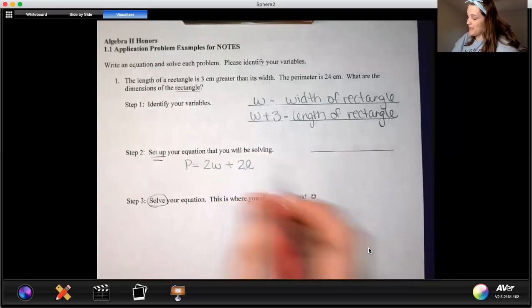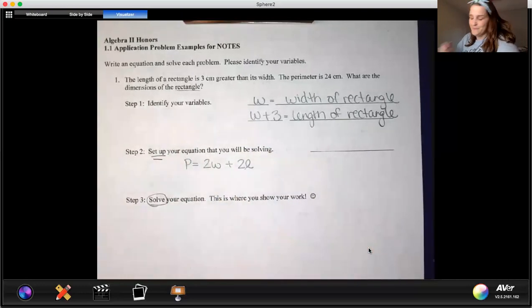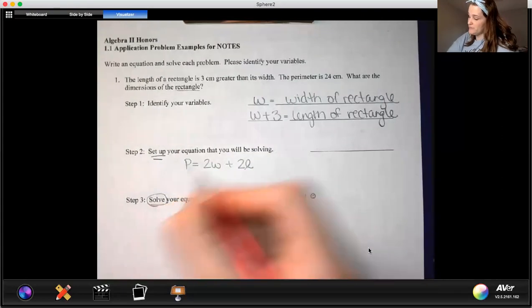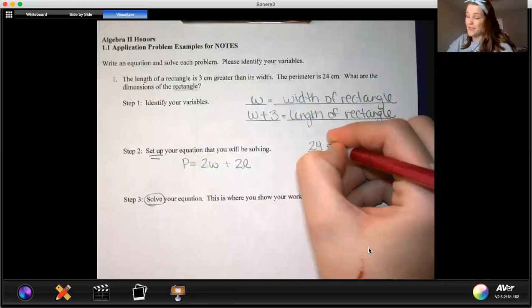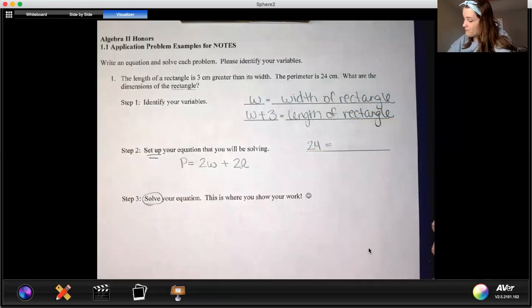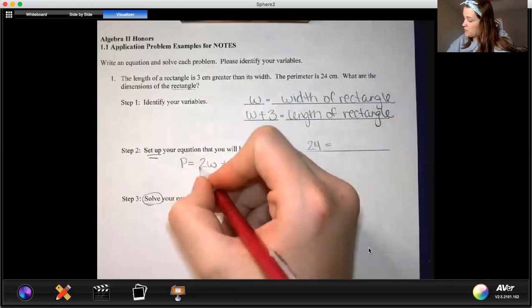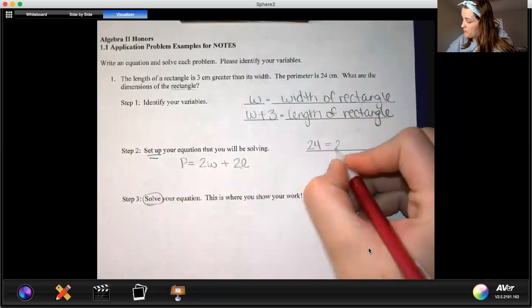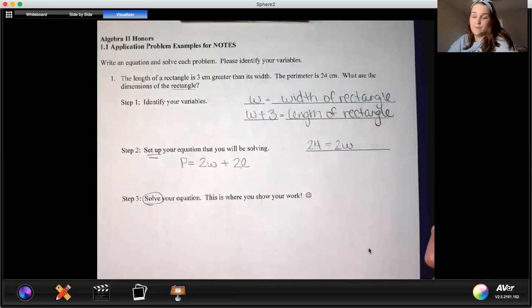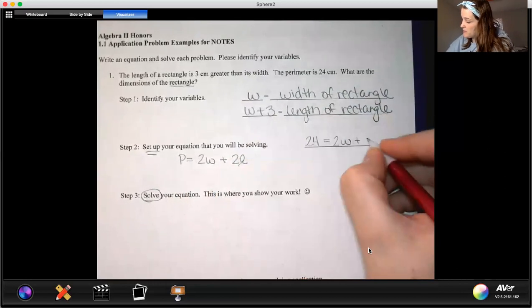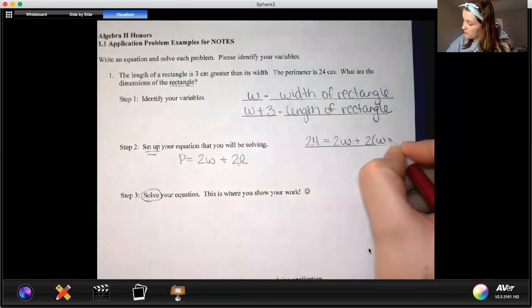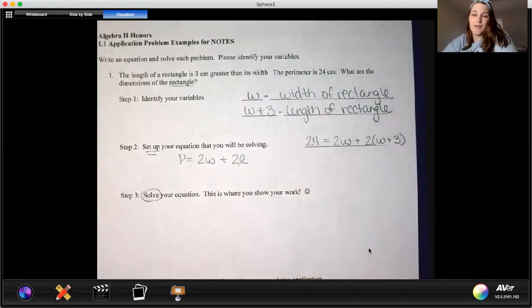So let's, using that equation, fill in what we know. So the perimeter is 24 centimeters. Okay, you do not use labels within your equation. And 2 times the width, well, we don't know what the width is, so 2W will stay, plus 2 times the length, well, the length is W plus 3, so we end up with 2 times the quantity of W plus 3. Okay, and that's all you do for step 2.